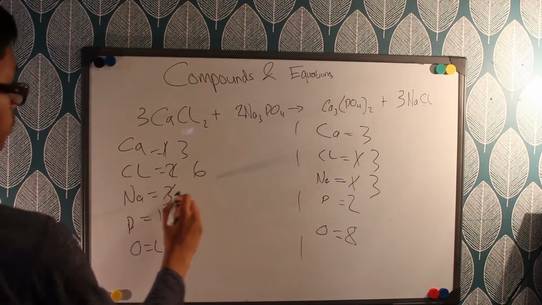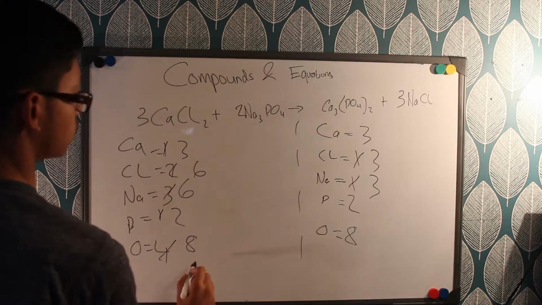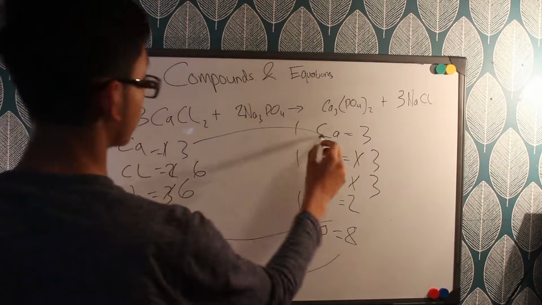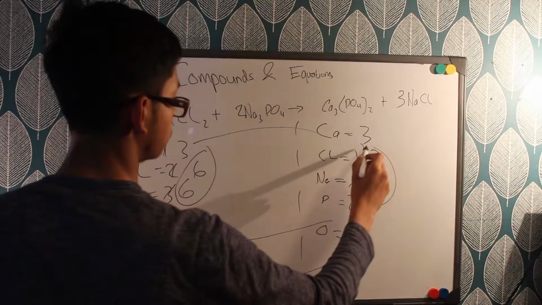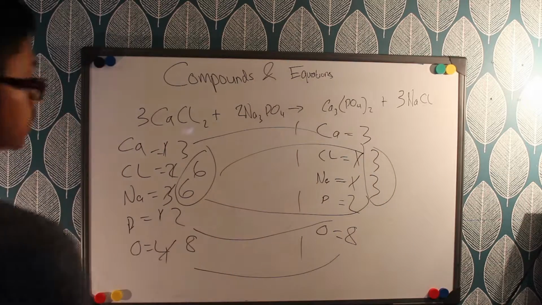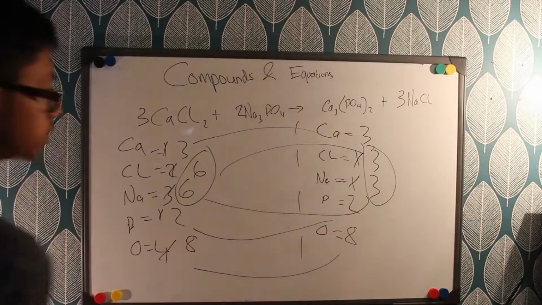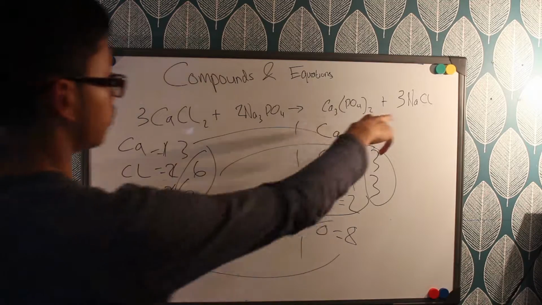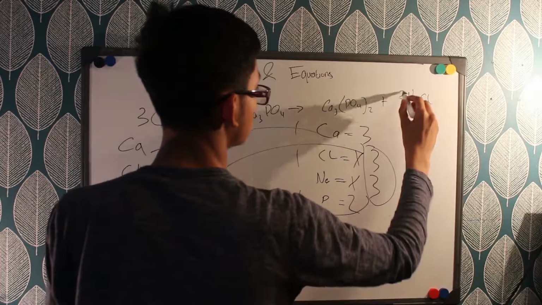So the sodium will be 6, the phosphorus will be 2, the oxygen will be 8. The oxygen and the other oxygen is balanced, the phosphorus and the other phosphorus is balanced. The calcium and the other calcium is balanced. The only thing here is the chlorine and the sodium. And obviously we can see there's a scale. This looks so messy, but I can't be asked to do anything else. So to get from 3 to 6, obviously just times it by 2. So we do 3 times 2, which is going to be a 6, and that's balanced.